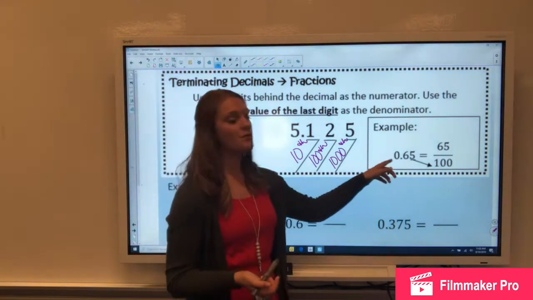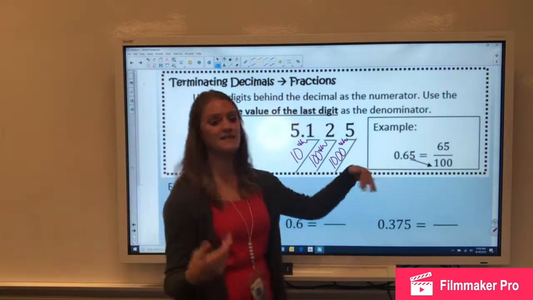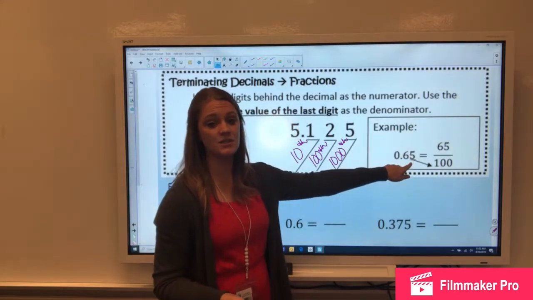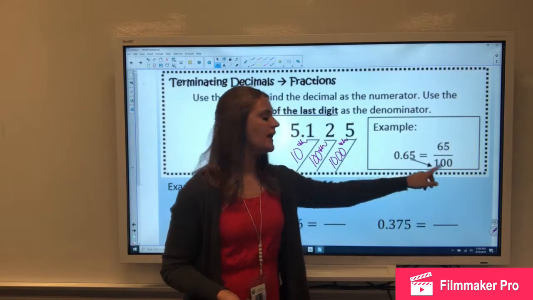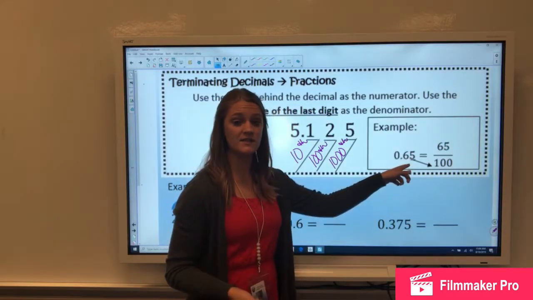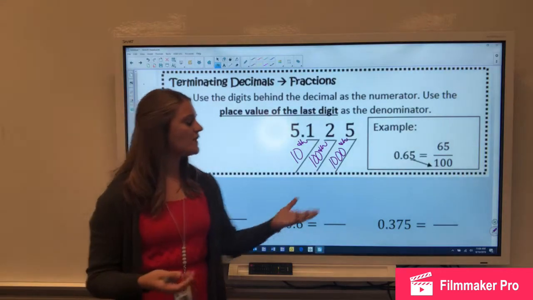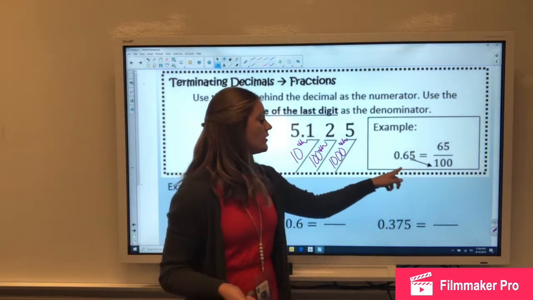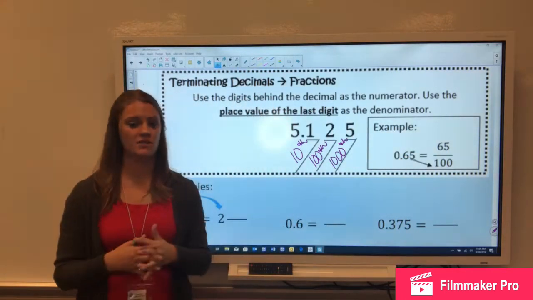If we want to turn 0.65 into a fraction, first we can say it, 65 hundredths, but that tells us that the 5, the last digit, ends in the hundredths place. The 100 becomes our denominator. And the digits after the decimal are 65, that becomes our numerator. And you can check yourself, 65 hundredths as a fraction is less than 1 whole. Also, 65 hundredths as a decimal is less than 1 whole. So we know we did the conversion correctly.